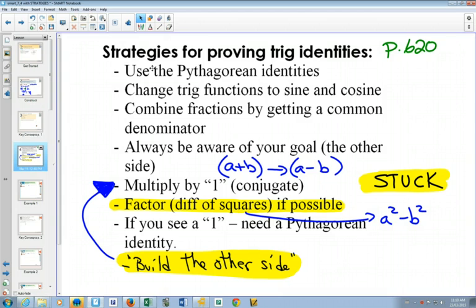So these are the strategies that we're going to have. Now we're going to look at some more proofs, and you'll be able to go further than 20 on our sheet there.